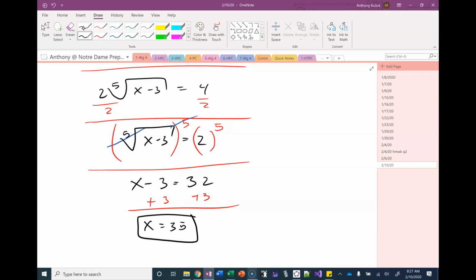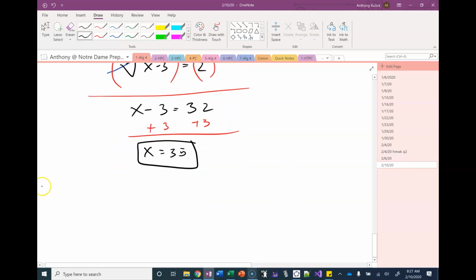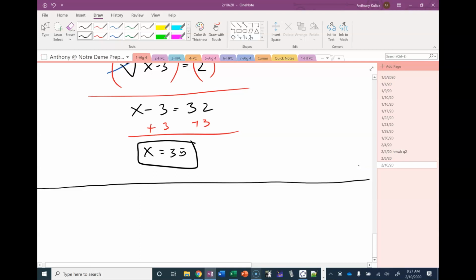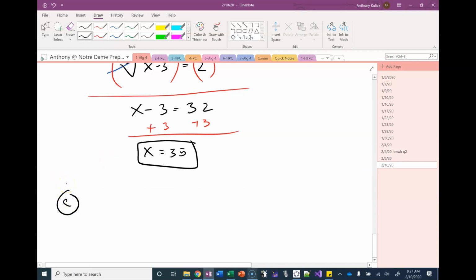So far, so good? These ones shouldn't be too bad, right? They should feel fairly similar to things that we've done before. The solving process there should feel quite comfortable. But remember, we could represent radicals also in an exponential form. So let's look at a couple of examples there.